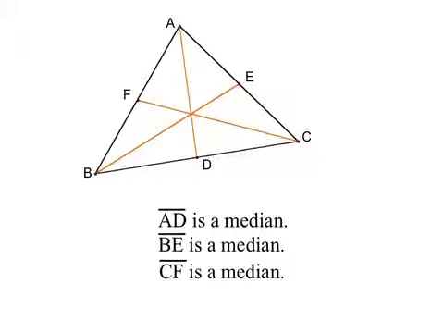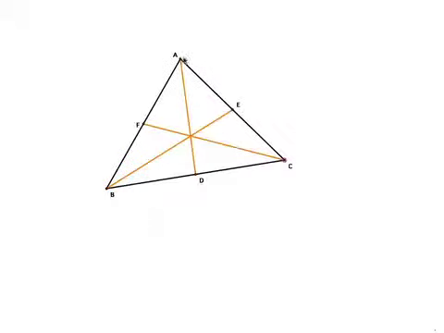Notice, all three of these medians come together in a single point. When three or more lines come together at a single point, they are said to be concurrent. Now let's take a look at some other triangles to see if medians are always concurrent or whether this might just be a special case.